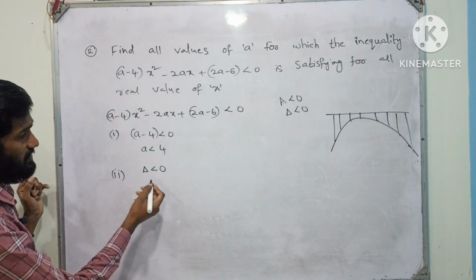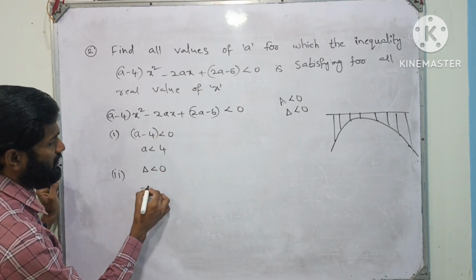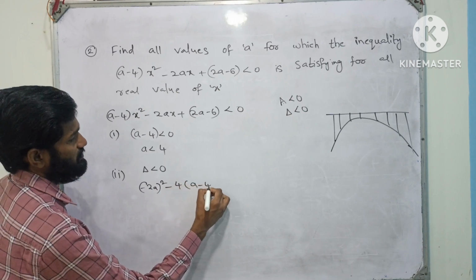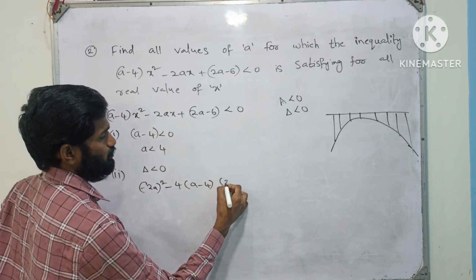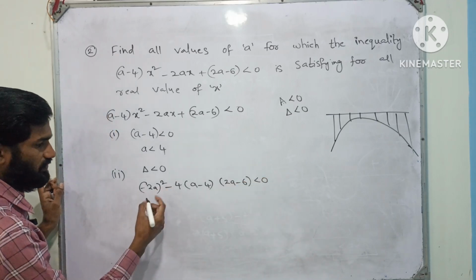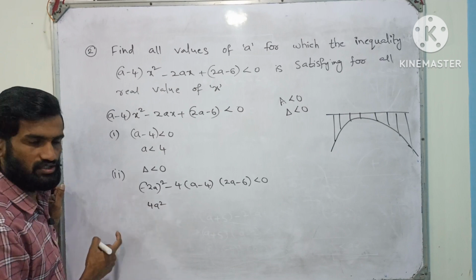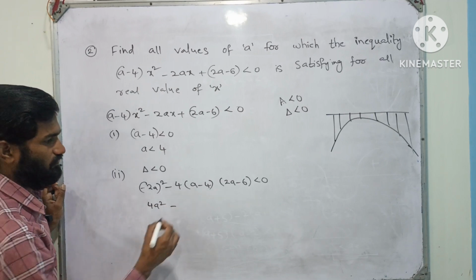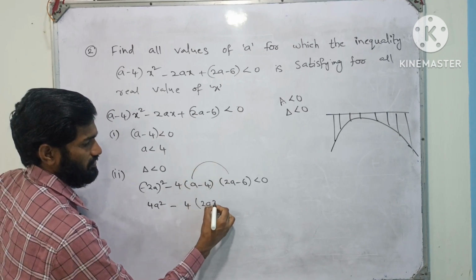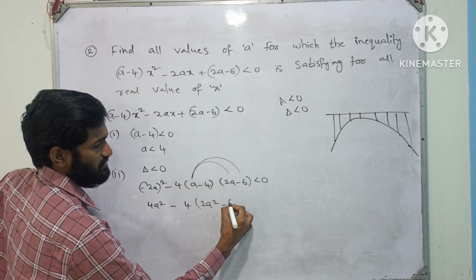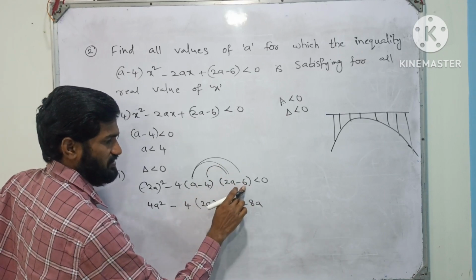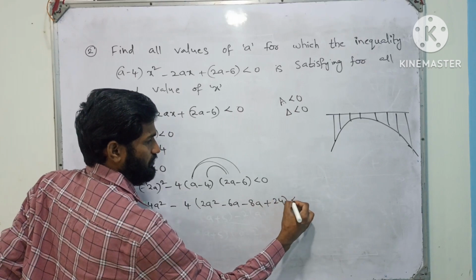Now, discriminant less than 0. What is the discriminant? b square minus 4ac. b square means minus 2a whole square, minus 4, a value is a minus 4, c value is 2a minus 6, which is less than 0. Now, if I expand this one, what will I get here? 4a square minus 4 of, just multiply these two: a into 2a, which is 2a square. Next, a into minus 6, which is minus 6a, minus 4 into plus 2a, which is minus 8a, minus into minus plus 24, which is less than 0.